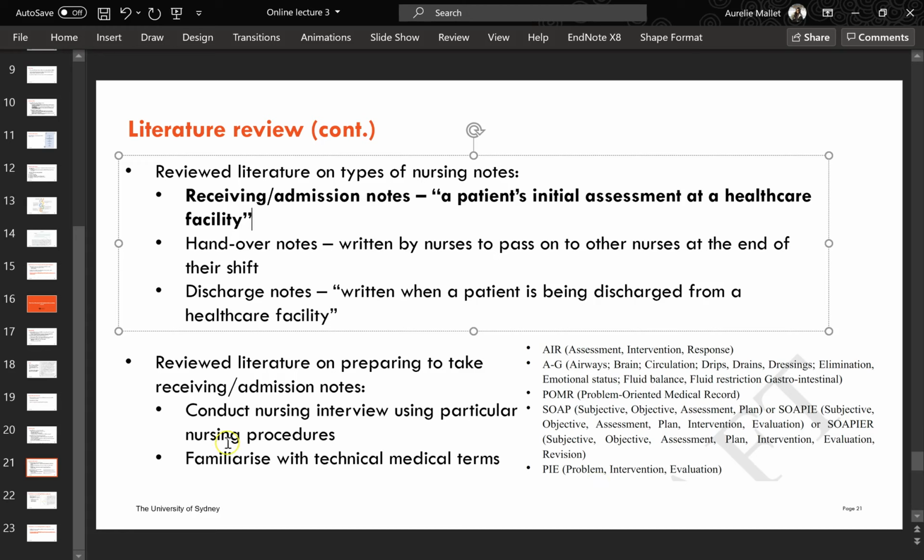Another thing that nurses have to do before they write these receiving admissions notes is familiarize themselves with technical terms, with the medical terms that are used. Again, this ensures that the patient is going to get the right care.